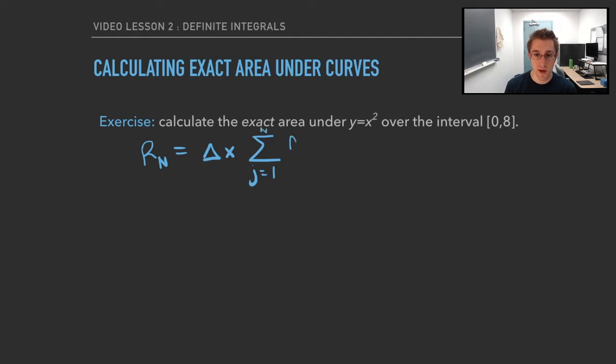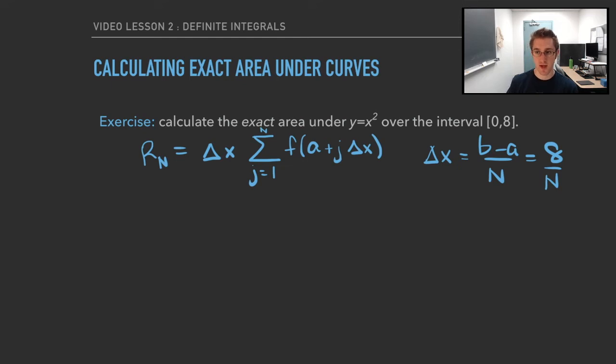Of f of, we called it xj, but remember that was a plus j delta x, where delta x is b minus a over n. B is 8 and a is 0, so this is just 8 over n. And we're not saying what n is because we're going to take a limit as n goes to infinity later.